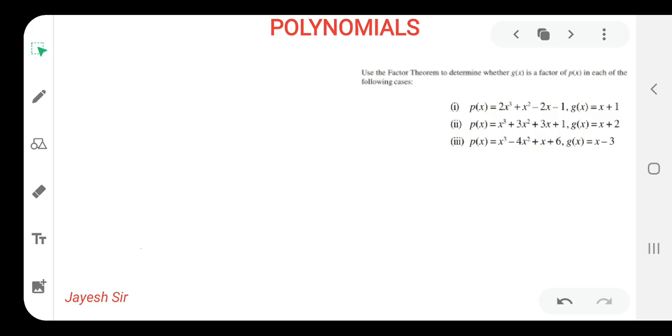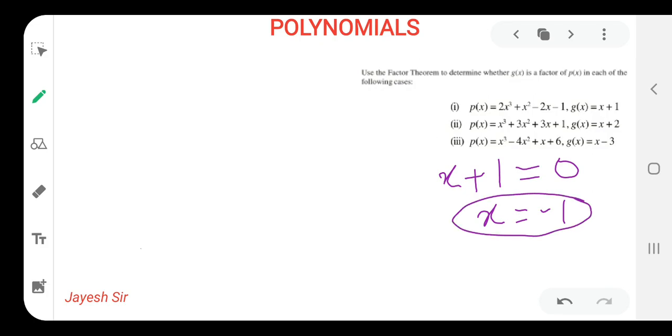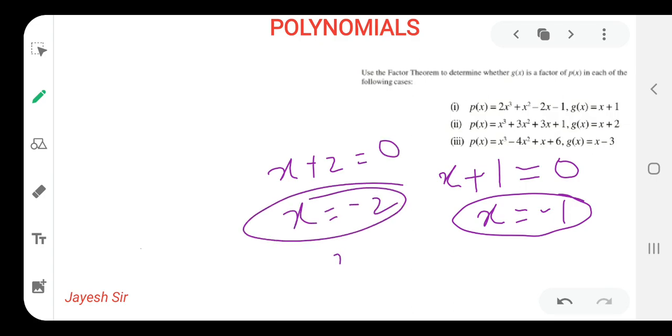In our first sum, we have to put x plus 1, the value of g of x, equal to 0. So the value of x we are getting is minus 1. Similarly, for the second one, x plus 2 equals 0, so the value of x is minus 2. Similarly, for the third one, x minus 3 equals 0, so the value of x would be 3. I hope you all are getting it.